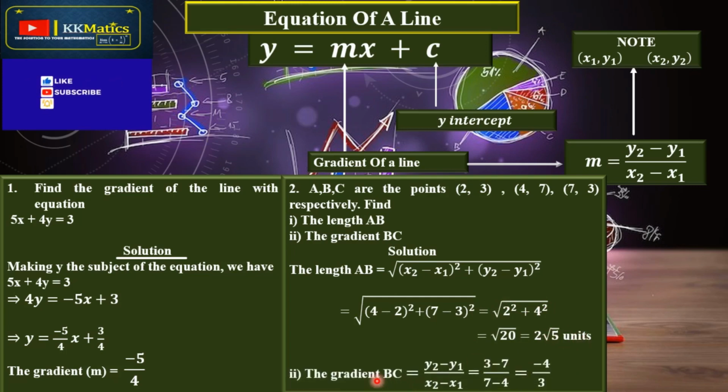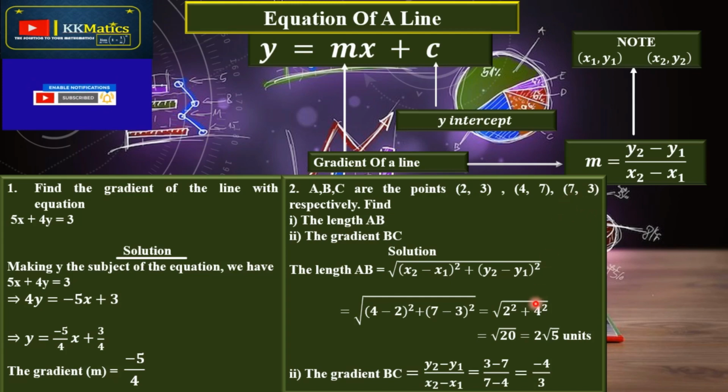We're told to find the gradient BC. And as we stated earlier on, the formula for the gradient is y subscript 2 minus y subscript 1 divided by x subscript 2 minus x subscript 1. We substitute the values. Note here, we are dealing with the gradient of BC. So the point B is this coordinate, and the point C is this coordinate. So in considering this, if we choose 3 to be the y2, then definitely we need to also choose 7 as the x2.